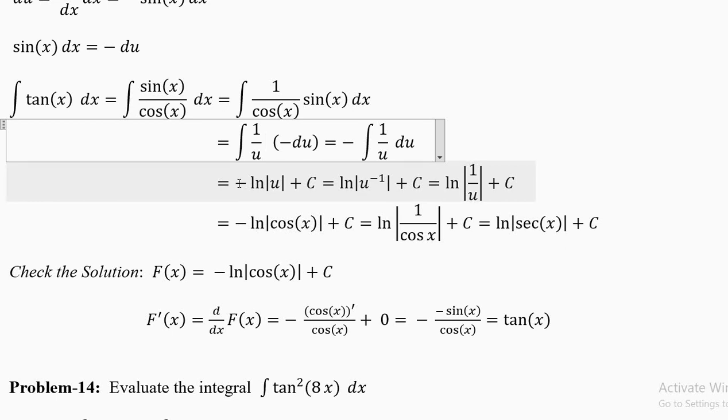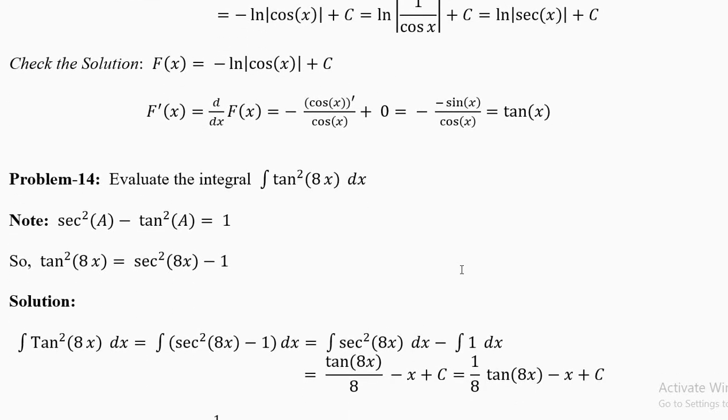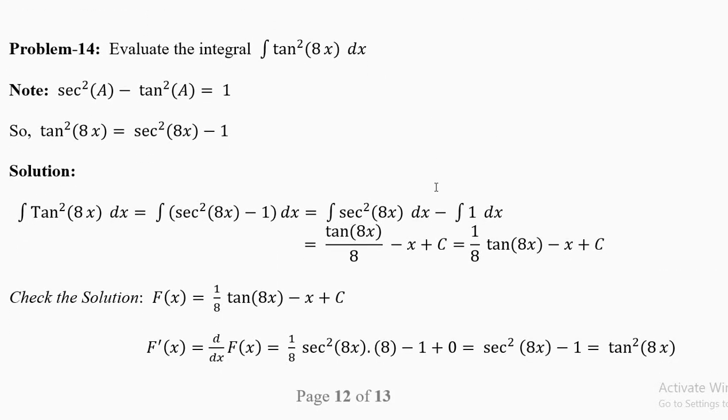So if you know the properties of logarithms, this will become u power minus 1, which is equal to 1 over u. It will become 1 over cosine. 1 over cosine is secant. We do not need this information today. That cosine answer is sufficient. Again, if you differentiate this, we'll get back the question.